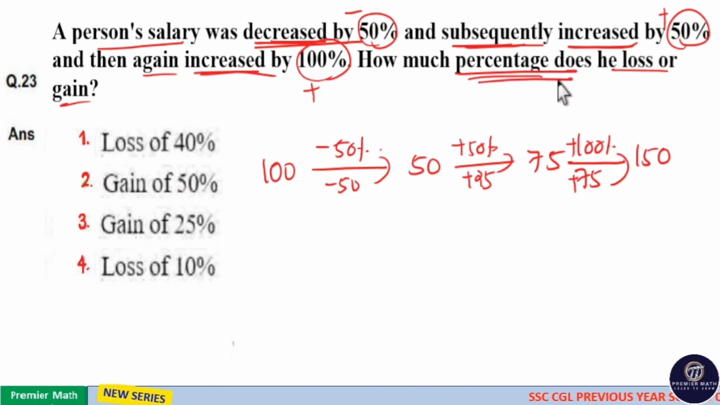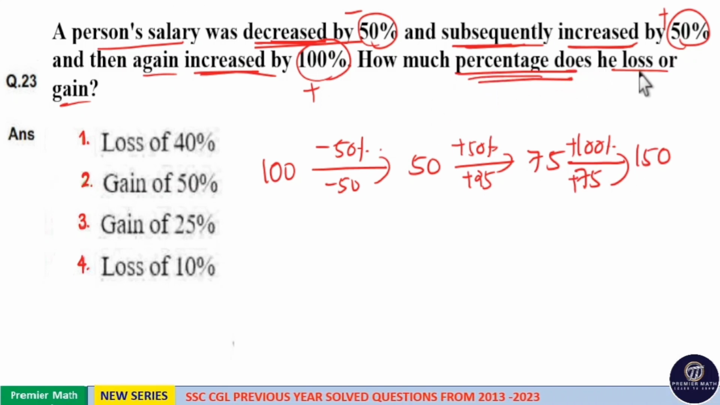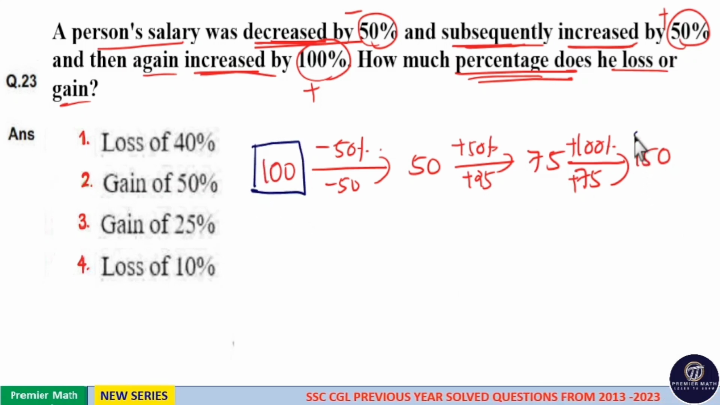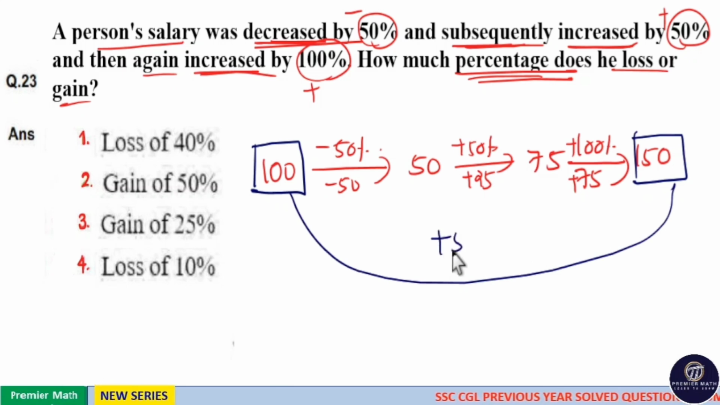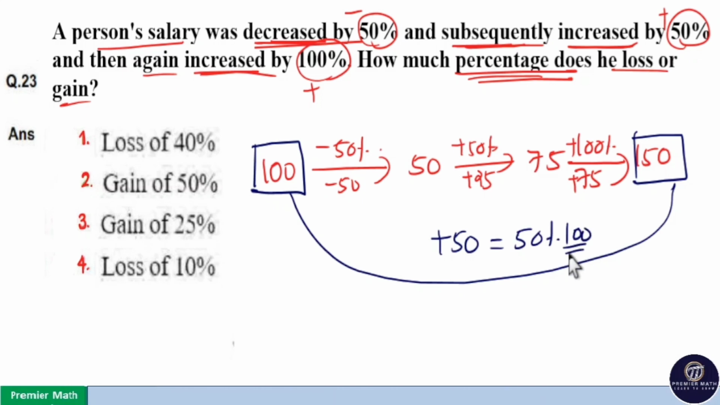Now, how much is the percentage loss or gain? Here 100 is the initial salary and 150 is the final salary. That is, increment is equal to 50 rupees. 50 rupees means 50 percentage. 50 percentage of 100 is 50 rupees. So 50 percentage gain means option 2 is your answer.